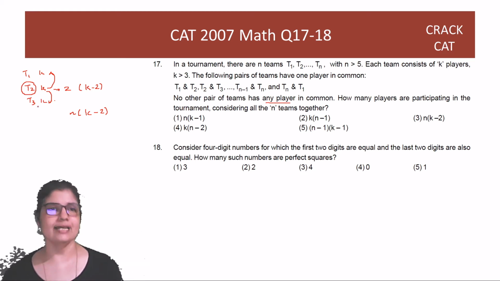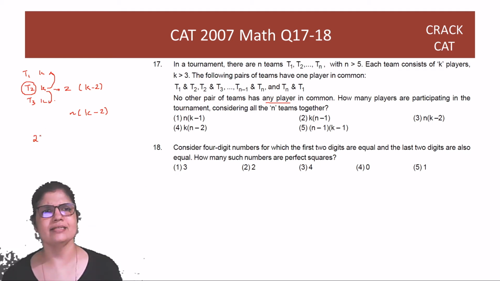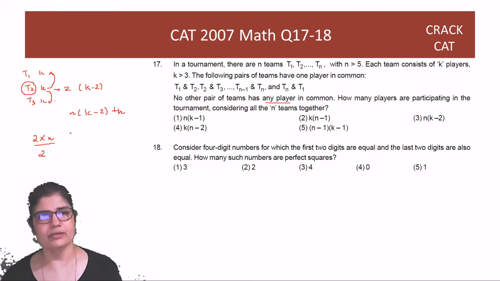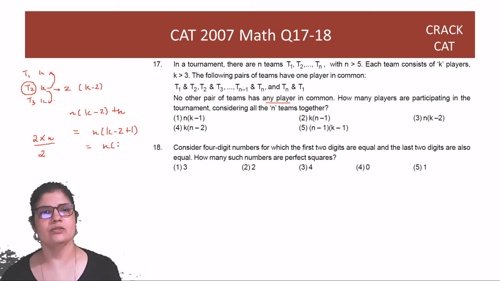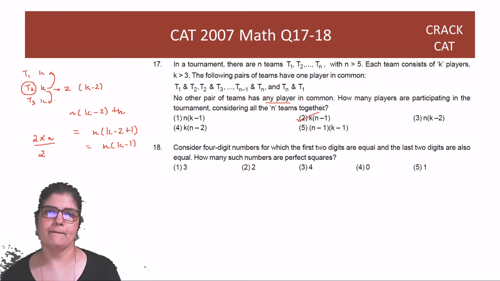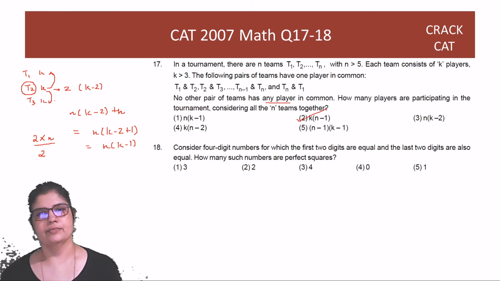So common players, guys, if you check, you will just have n players, right? So if you have two players, let's say per team that are common, correct? So that will be 2 into n players, but they are common in two teams, so you have to divide by 2, correct? So you'll have n players extra that are common. So your answer is going to be n into K-2 plus 1. So it is going to be n into K-1, which is your second option, right?